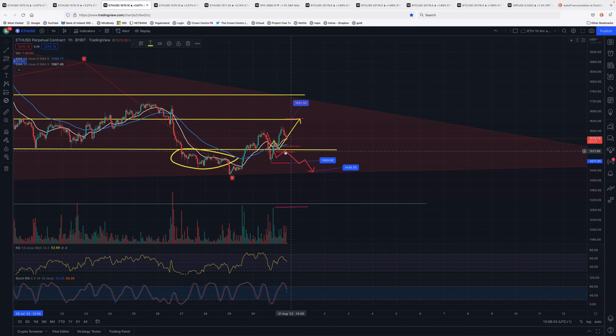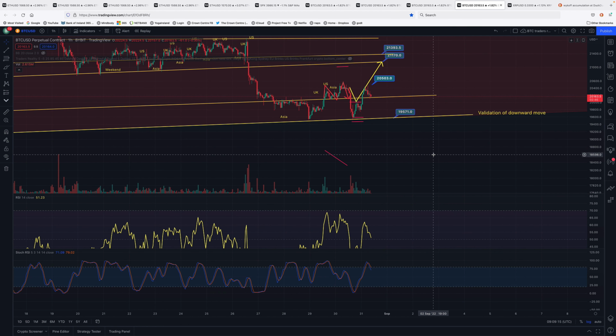So that would be where, if I were longing, I would put a stop loss below this yellow line, because I don't want this to come back to the yellow line and break it, and then I would be in this downward spiral. That can happen if the yellow line doesn't hold. It looks like it will hold though. That's my opinion.